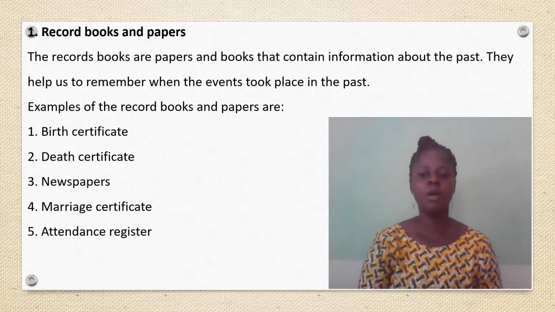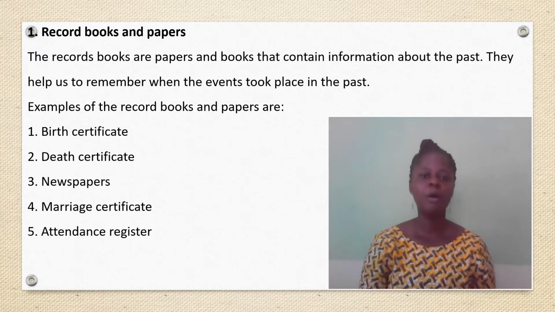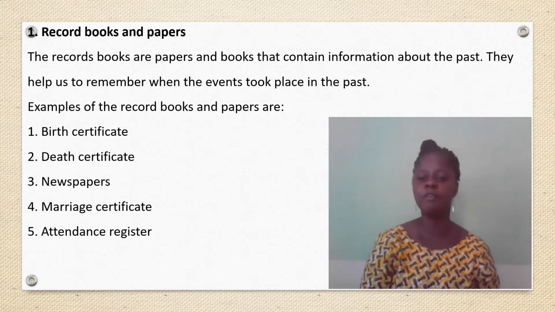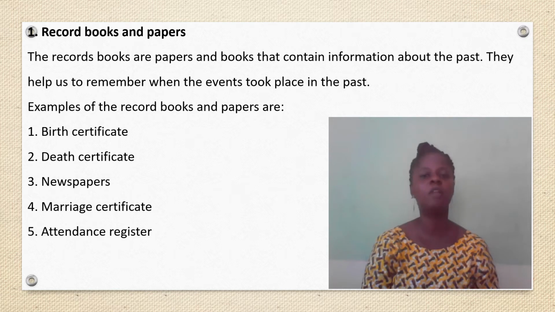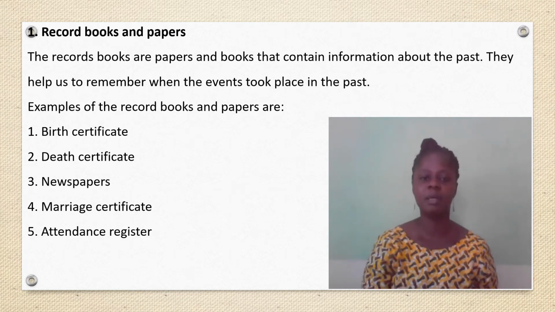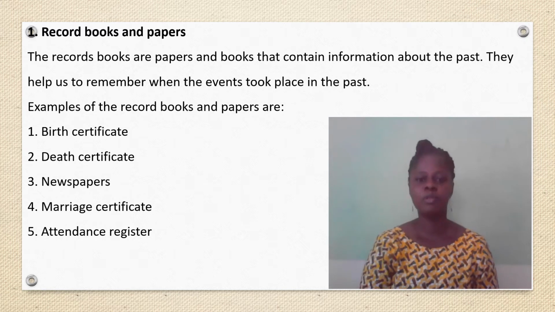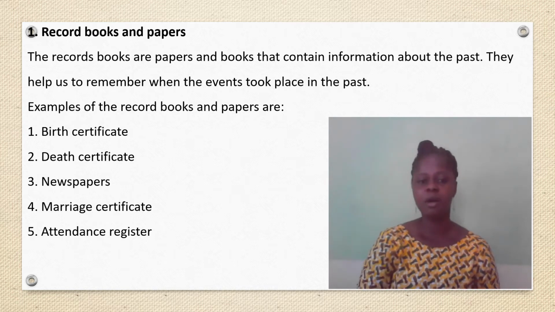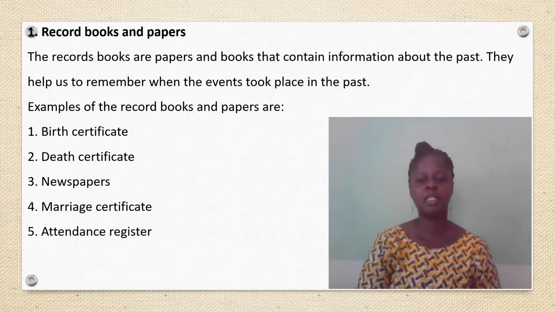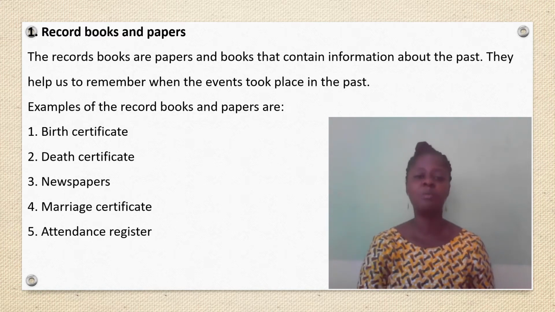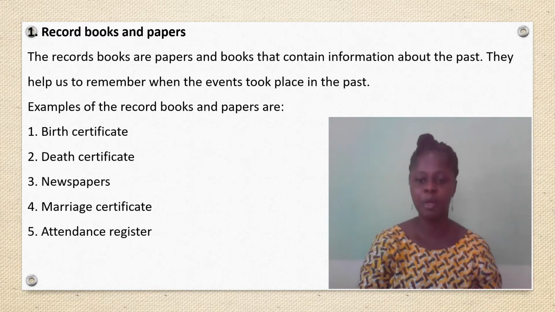So let's take a look at the record books. Record books are usually papers or books that contain information about past events. They help us to remember when an event took place in the past. Examples of such record books include birth certificates, death certificates, newspapers, marriage certificates, and attendance registers.